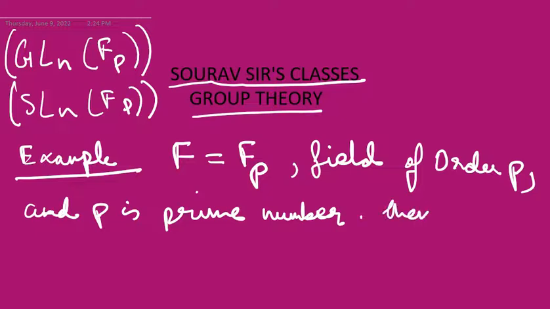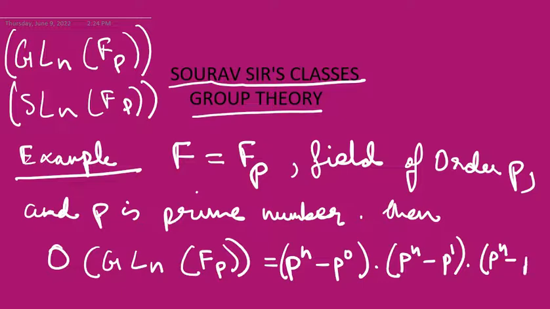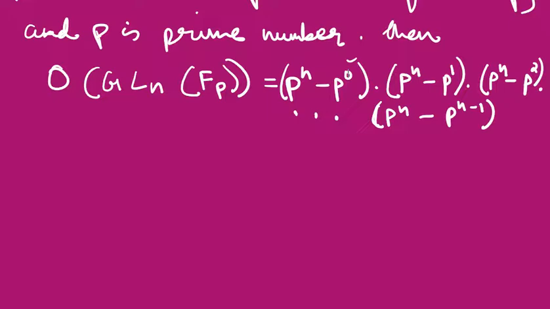Then the order of the general linear group GL_n of the field over prime numbers is given as follows. Let's start with p^n minus p^0, then dot, p^n minus p^1, dot, p^n minus p^2, dot dot dot, and of course the last term will be p^n minus p^(n-1). You can check by putting values. If you put n equal to 1, you will get a 0. That's why it is n minus 1 at last. So this is the order of the general linear group of order n over the field of prime numbers.